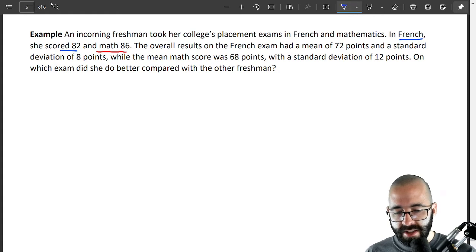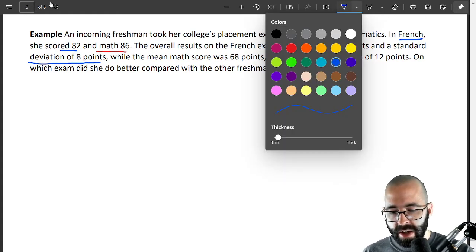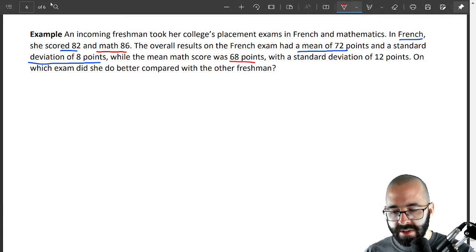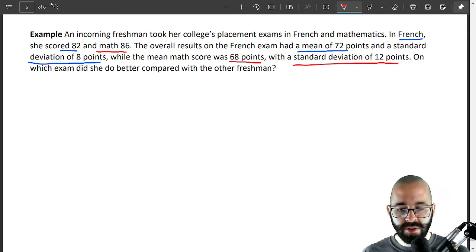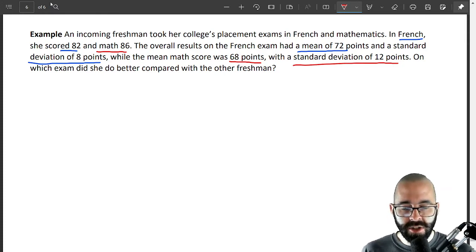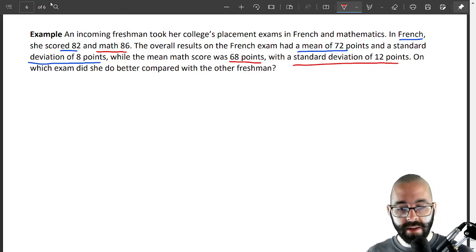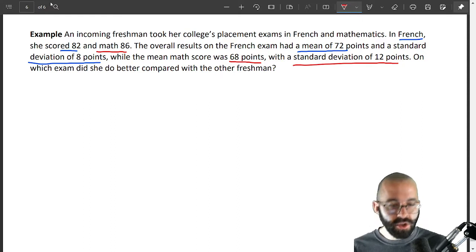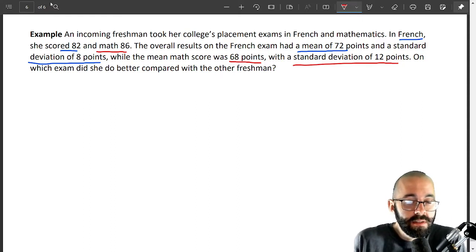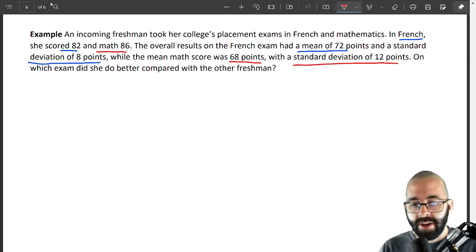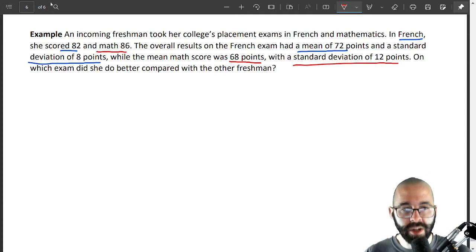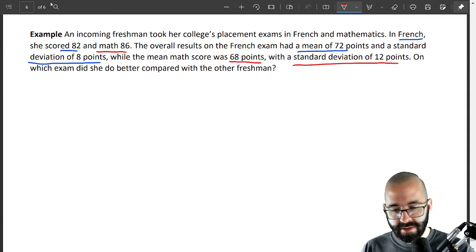Anyway, the French exam had a mean of 72 and a standard deviation of 8, whereas math had a mean of 68. It was lower, with a standard deviation of 12. The lower mean, but higher standard deviation. Lower average on the exam, but more variation, more spread. Which one did she do better on? So you could just find the probabilities, or you can convert to standard normal, so we're comparing apples and apples.